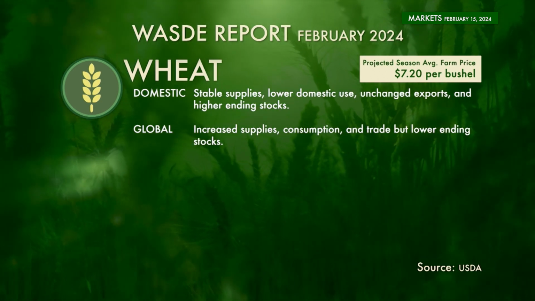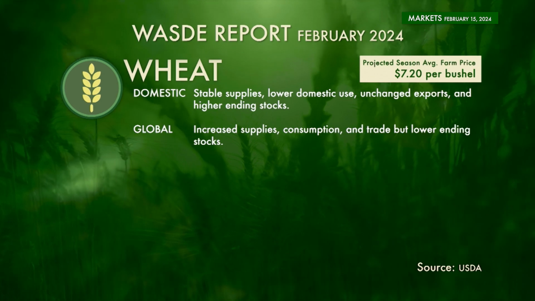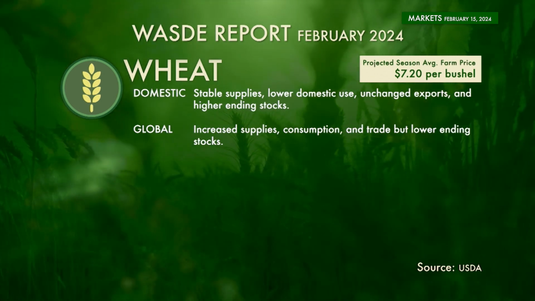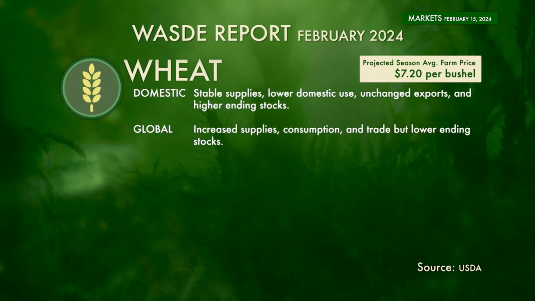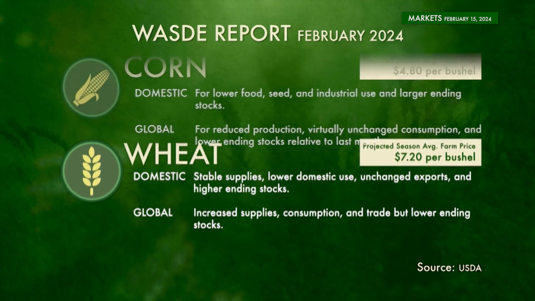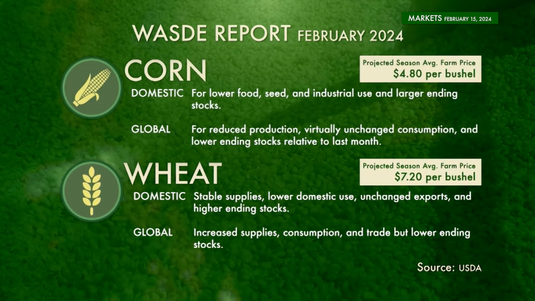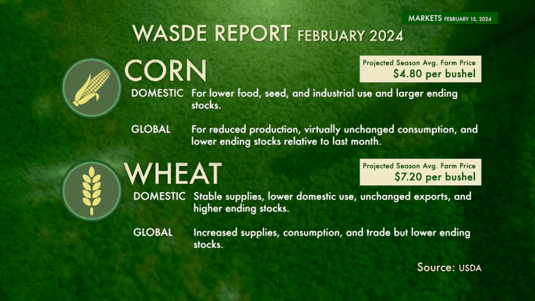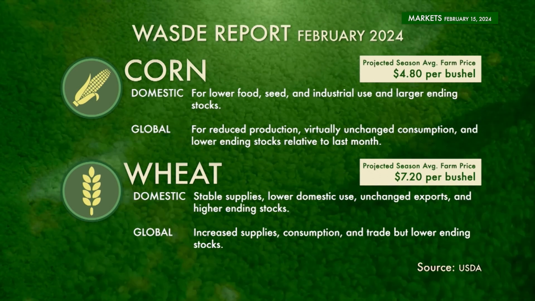Global wheat supplies up mostly due to higher production in Iraq and Argentina. Consumption also up due to food, seed, and industrial use in India. Trade up while ending stocks lowered. U.S. corn use for glucose and dextrose down, ending stocks up. Season average farm price $4.80 per bushel.